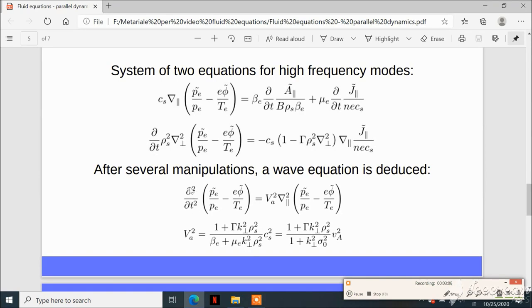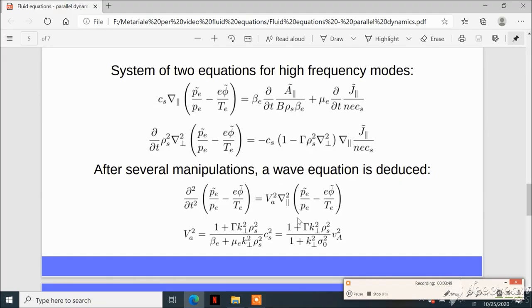It is a wave equation because we have a second order time derivative of this quantity, and on the right hand side we have a second order gradient times some phase velocity indicated by V_A, and this V_A is written here in terms of this combination of quantities which involve the perpendicular wave vector k perp. And you see that this phase velocity depends on the perpendicular wave vector, which means that modes which have different perpendicular wave number propagate with different velocity. So this is a dispersive wave.